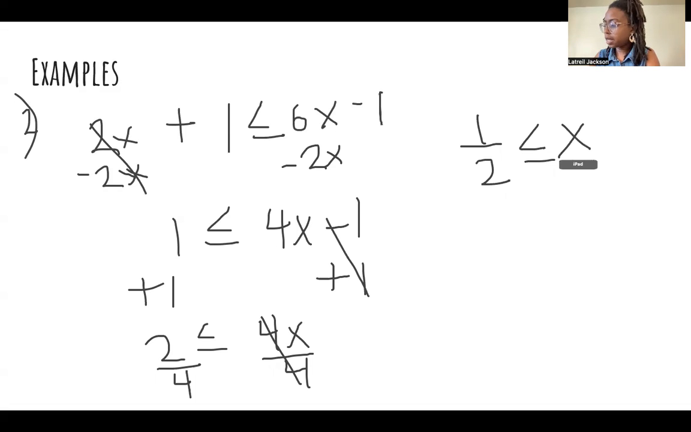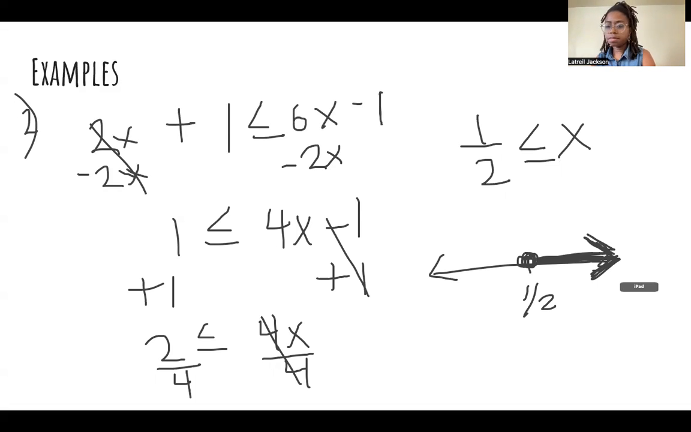All right, plot that real quick. 1/2 right here. Open or closed dot? It's a closed dot, and it says x is equal to or greater than. So greater than is in the right direction. And there we go.